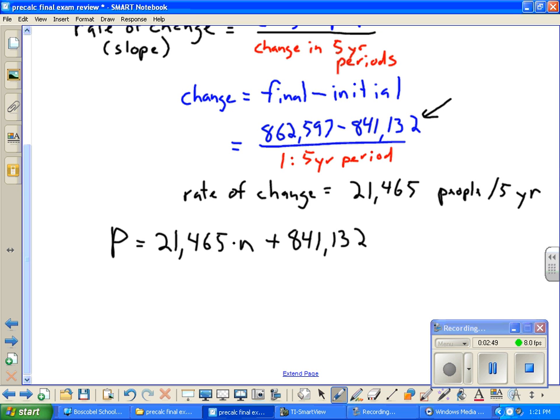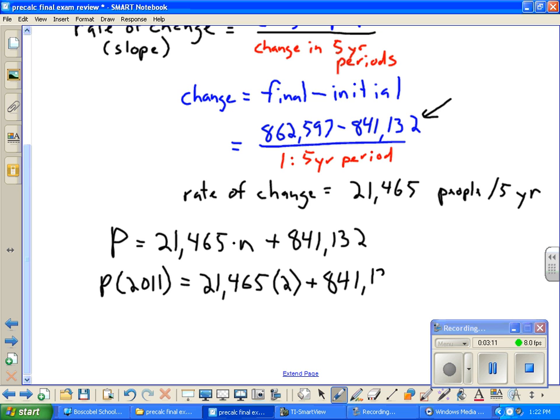Now, I'm trying to find the population in the year 2011. Well, 2011 is 10 years after where we started, so that would be 2 5-year periods. So our population in 2011 is going to be equal to 21,465 times 2 5-year periods plus where we started, which was 841,132. Now it's a simple matter of simplifying, and you come up with a predicted population of 884,062 people.